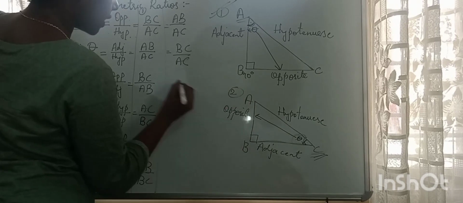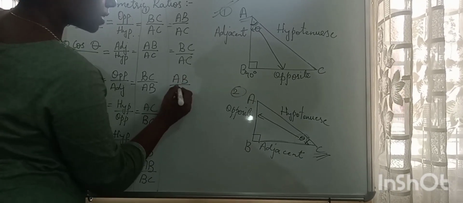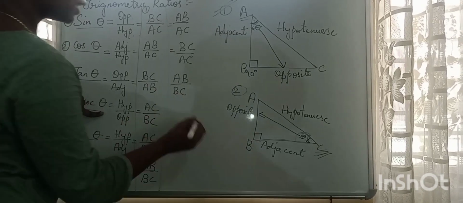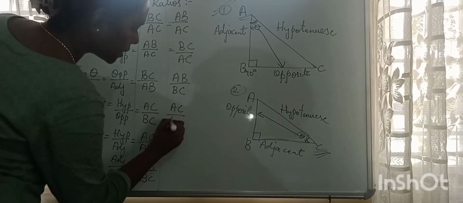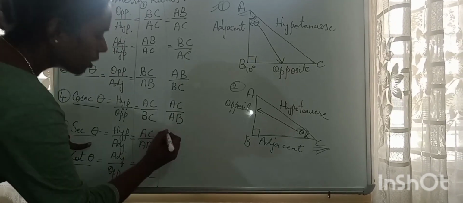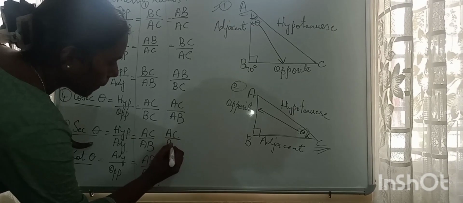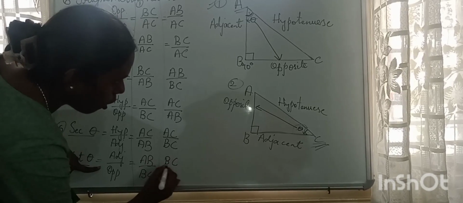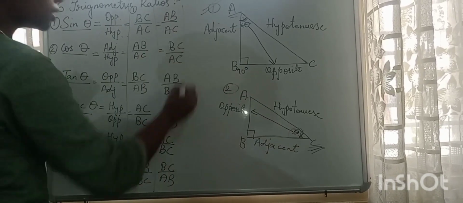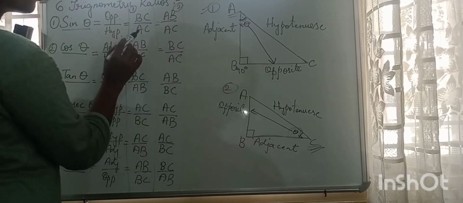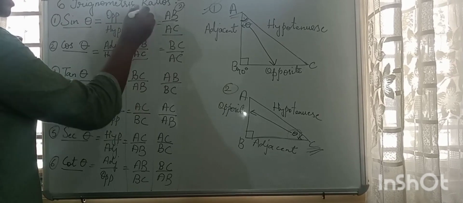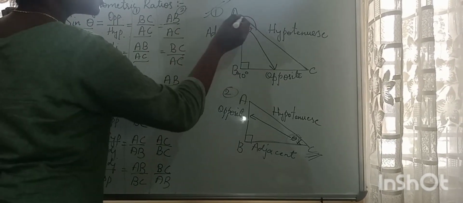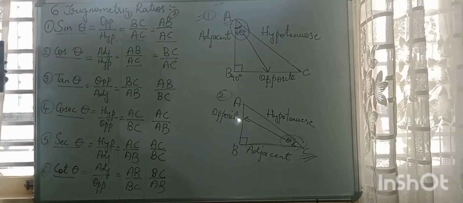Tan theta, opposite is AB, adjacent is BC. Cosecant theta, hypotenuse AC by opposite AB. Secant theta, hypotenuse AC, adjacent BC. Cot theta, adjacent BC by opposite AB. So these are the ratios for second triangle. So we can see that sin theta, cos theta, the ratio values have been changed when you change the theta's place. So now let us move on to the exercise 11.1, first exercise of the chapter trigonometry.